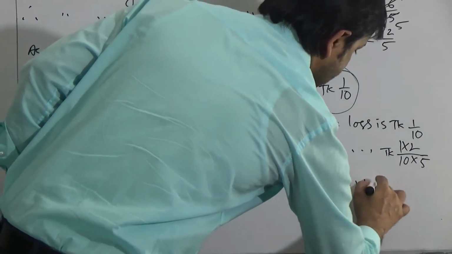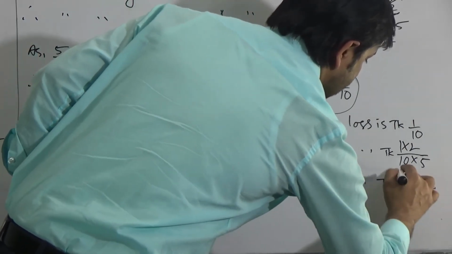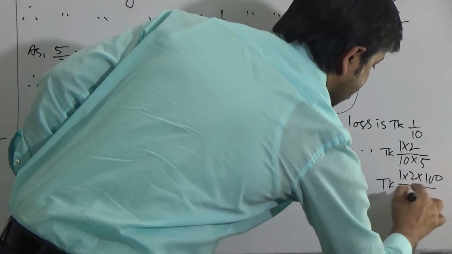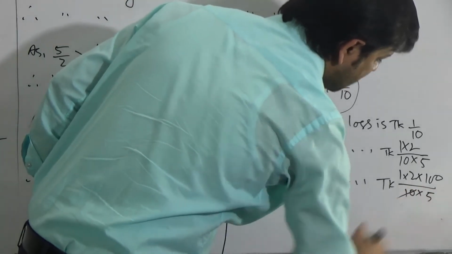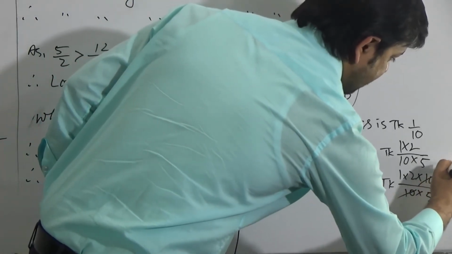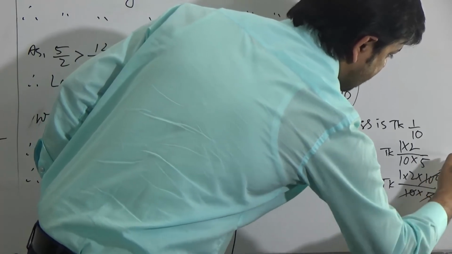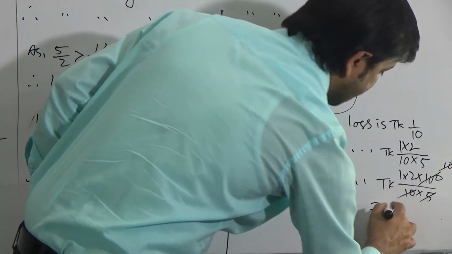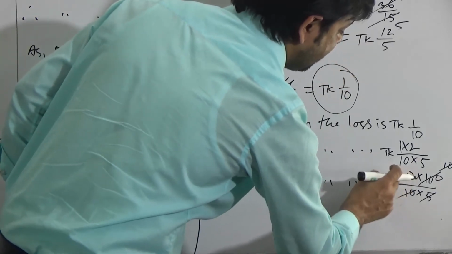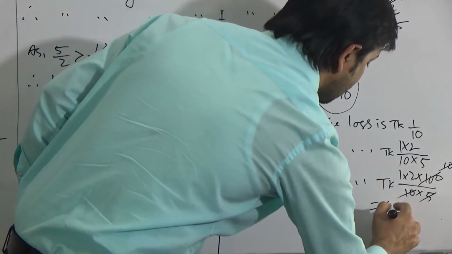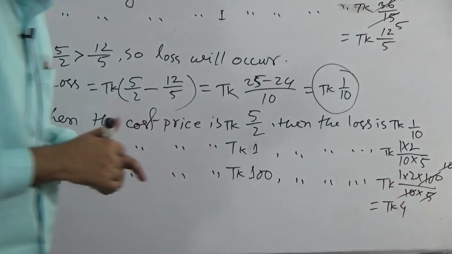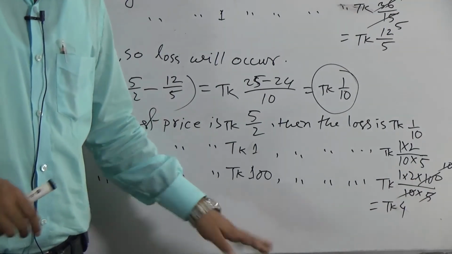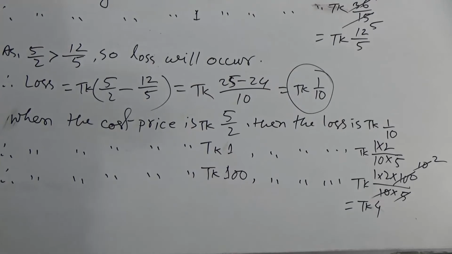Then the loss is taka, we have to multiply 1, 2 and 100, and here is 10, here is 5. Now we can cut 10, 100, we will get here 10, we can cut 5, 10, we will get here 2. So nothing remaining in the numerator is 1, 2, 2, it means 4, it means taka 4. Taka 4 is the loss for 100 taka. It means the loss in percentage is 4%. Therefore, the required loss is 4%.